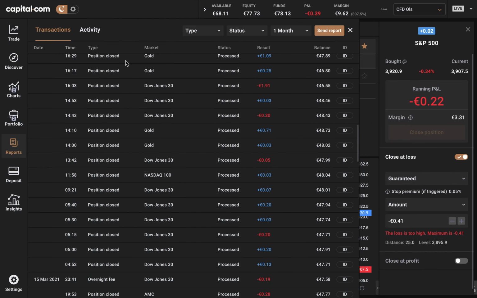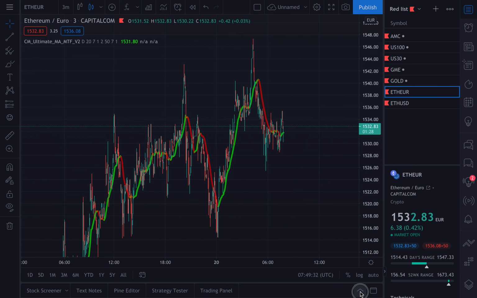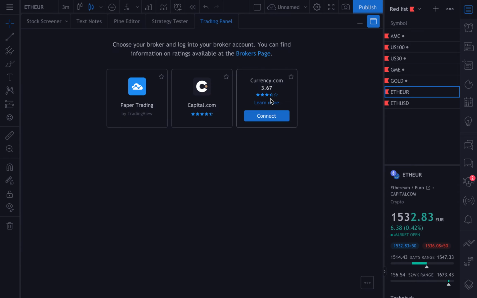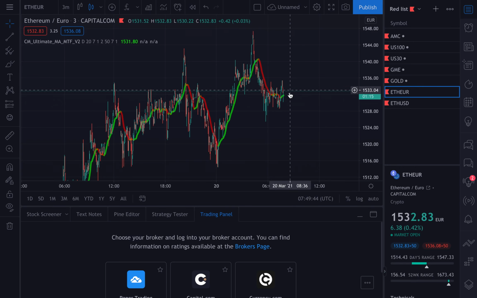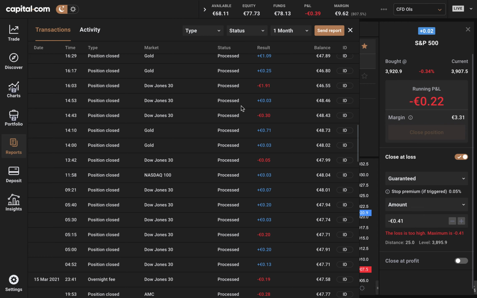And I'm not sure if currency.com is better. As you can see, it has fewer stars, so I don't know why, but let's see. Maybe there is some reason, maybe because it's newer. I don't know exactly, but that's interesting.